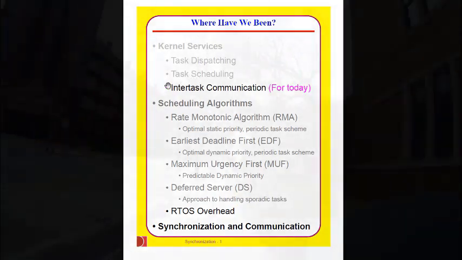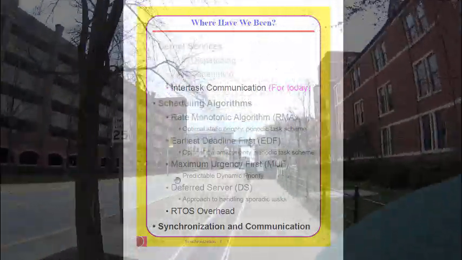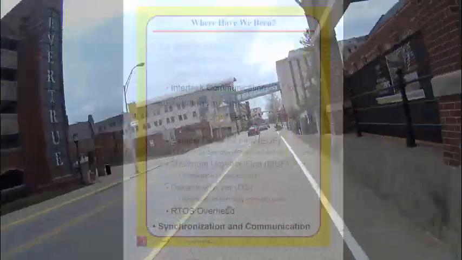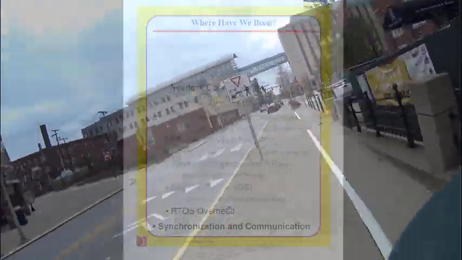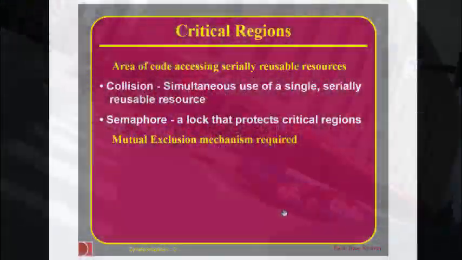Right? And most recently, we've been talking about scheduling, specific scheduling algorithms for the task scheduling part. These algorithms, and a little bit about real-time operating system overhead. But now what we're going to start talking about is synchronization and communication. Now, this means that there are critical regions of the code, or at least critical regions of the computer architecture or machine organization that we need to protect.